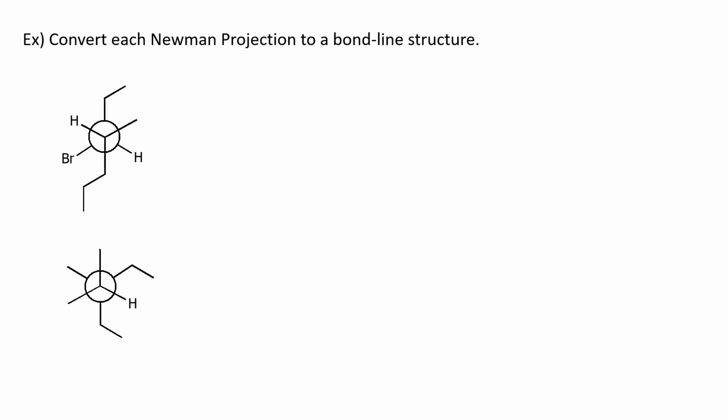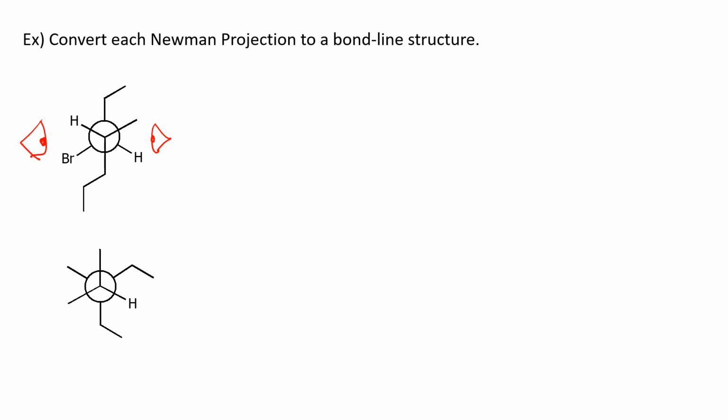In this problem, we're going to convert the Newman projections to the bond line. So I'd like you to pause the video, give this one a try, and when you come back, I'll give you the answer. All right, hopefully you were able to give this one a shot. First step in converting a Newman projection to a bond line is to remember there are 2 correct answers depending whether you look from this perspective or whether you look from this perspective.